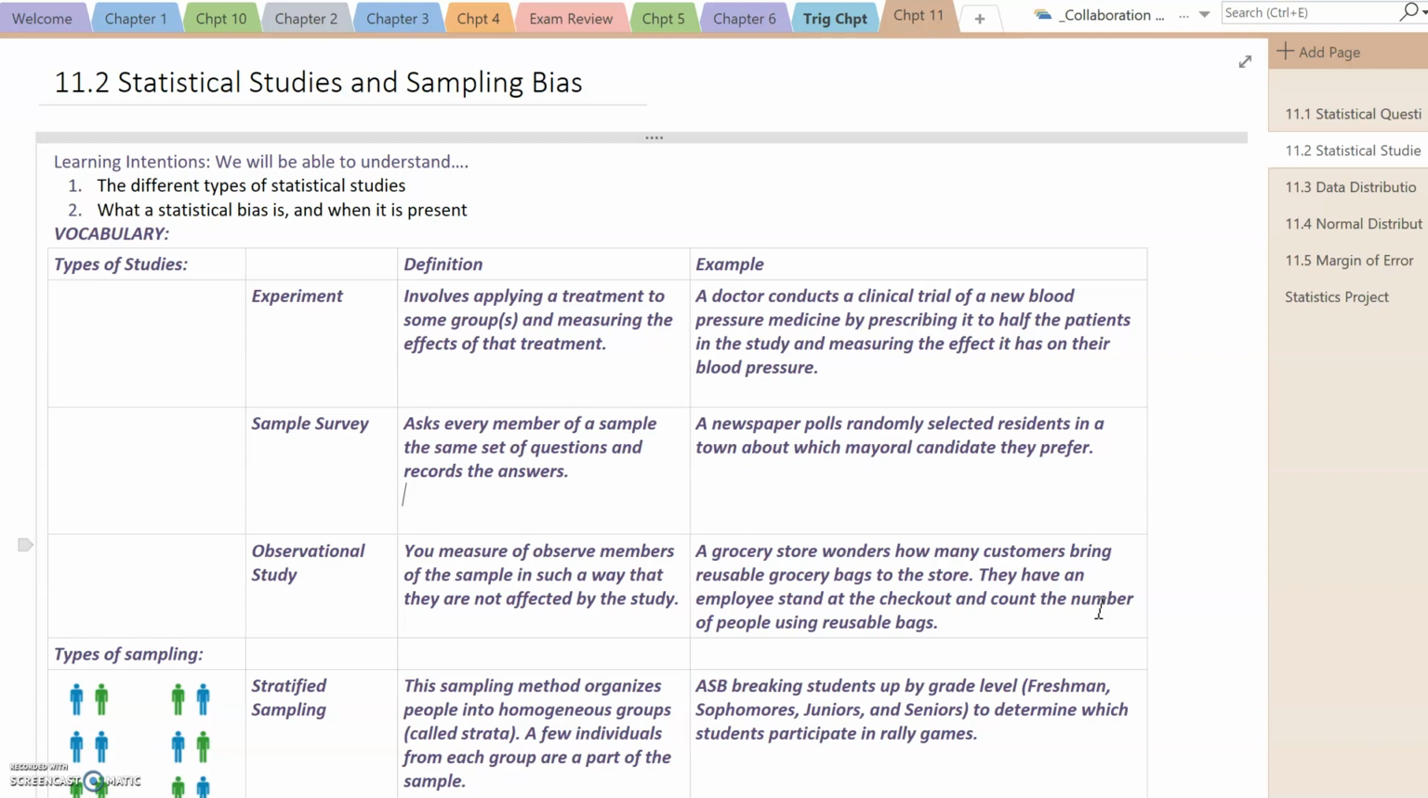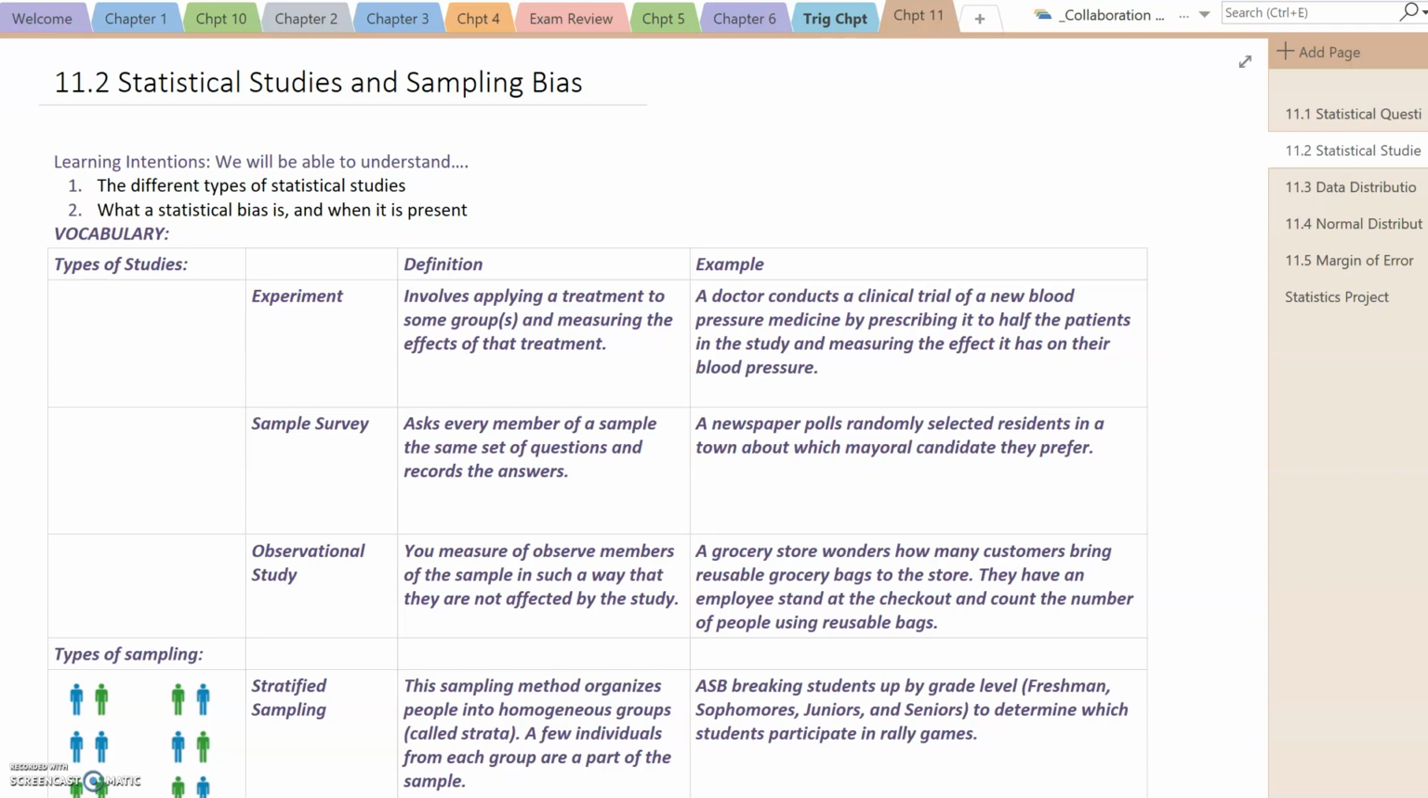So for this short video, I wanted to talk about the three types of studies we're going to talk about in our Algebra 2 class. So the first type of study is an experiment. I'm sure most of you are very familiar with an experiment because all of you have taken science as you've been at Modern Day. So our definition that we're going to use is an experiment is a type of study that involves applying a treatment to some groups and measuring the effects of that treatment. We all, again, are probably pretty familiar with that.